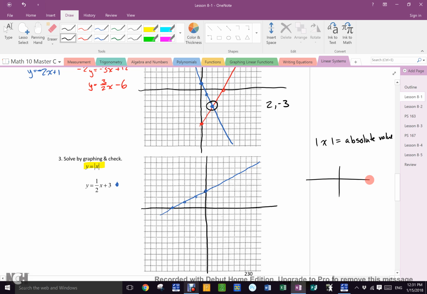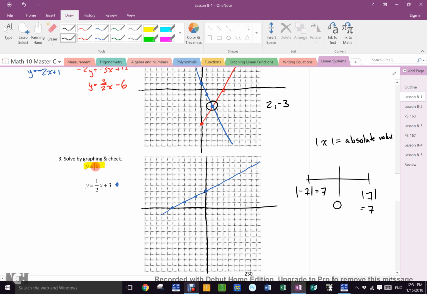So, there's 0. Here's 7. How far is 7 from 0? 7. So the absolute value of 7 equals 7 because it's 7 steps away from 0. What else is 7 steps away from 0? -7. So the absolute value of -7 is 7 because it's 7 steps from 0. Is everybody cool? Okay, so now look over here.